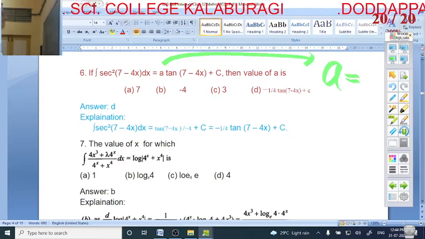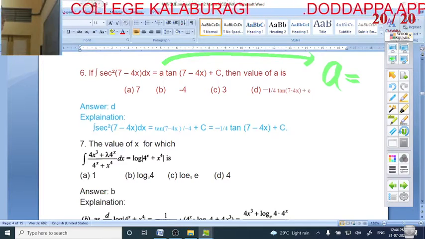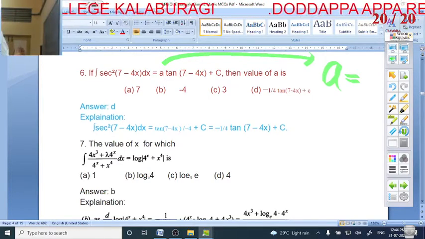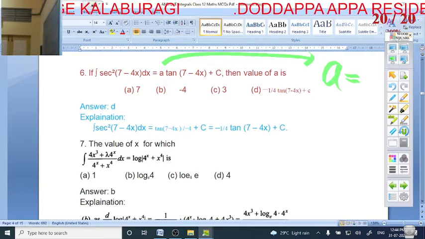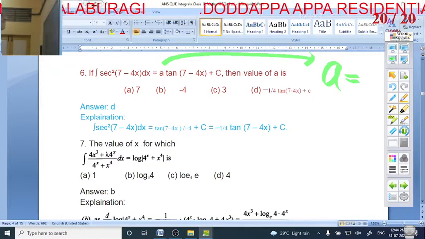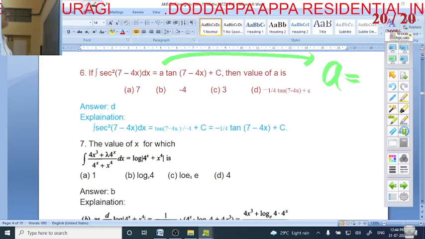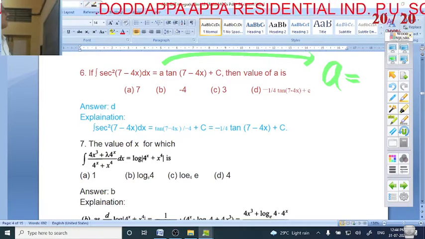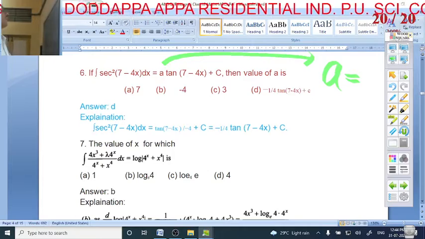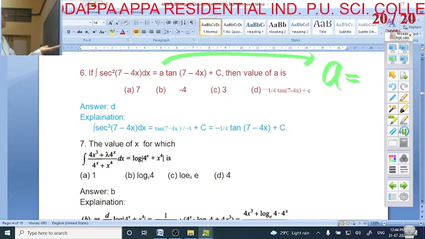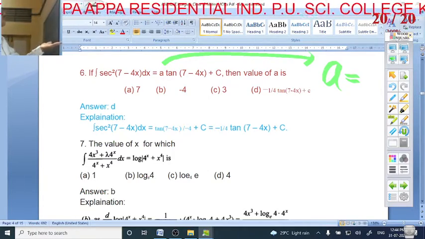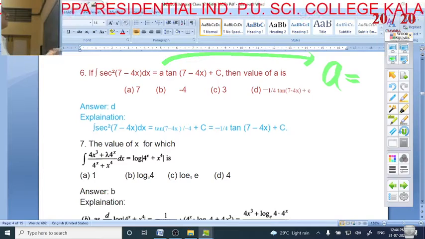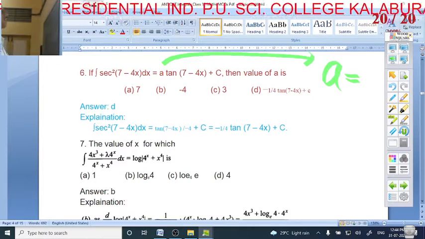If the student knows the in-depth concept behind that, you can calculate the direct answer. If you don't know, then slight calculation is required. The integration of sec square x is tan x. But the angle is given as 7 minus 4x. The integration of sec square of (7 minus 4x) is tan(7 minus 4x) divided by the coefficient of x, which is minus 4.